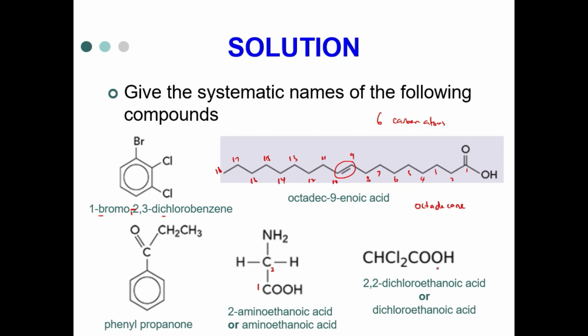The last one, we have dichloroethanoic acid. So again, can be with the numbers and without the numbers because there are only 2 carbons and 2 chlorines cannot be bonded to the COOH carbon.